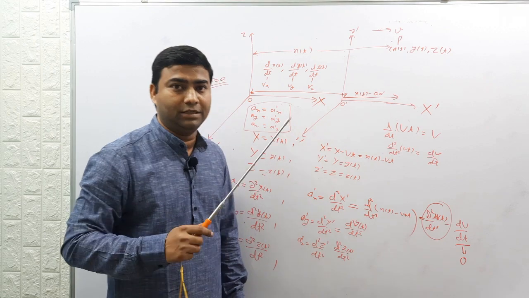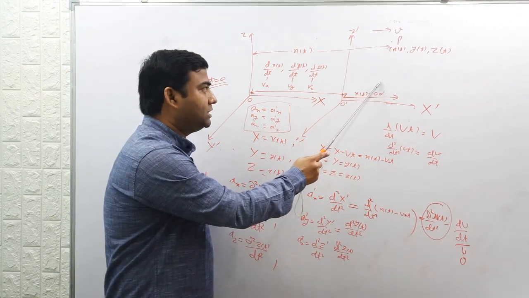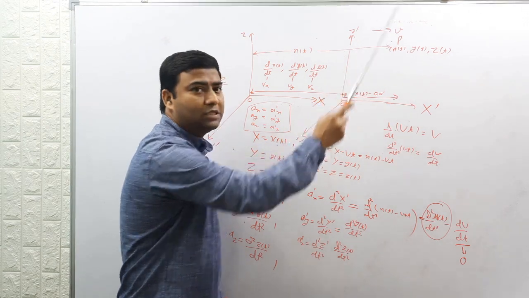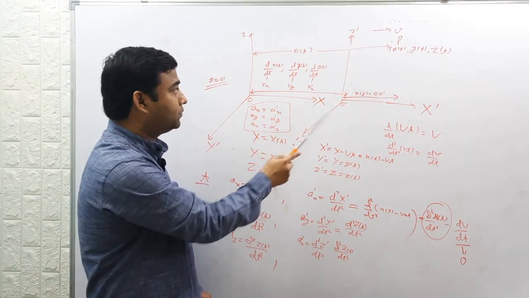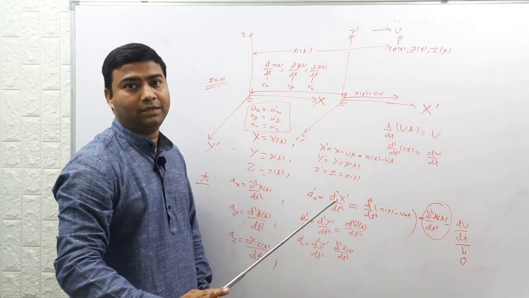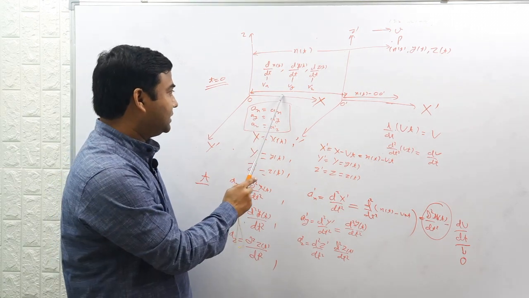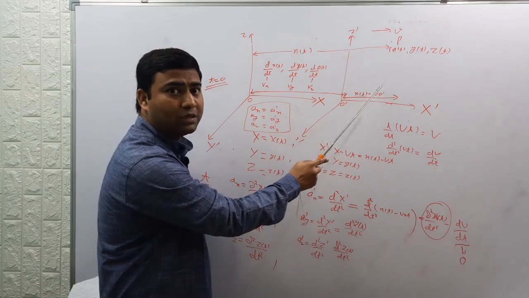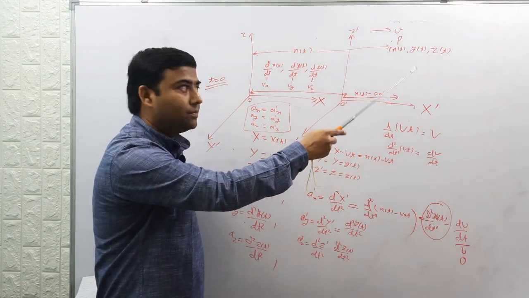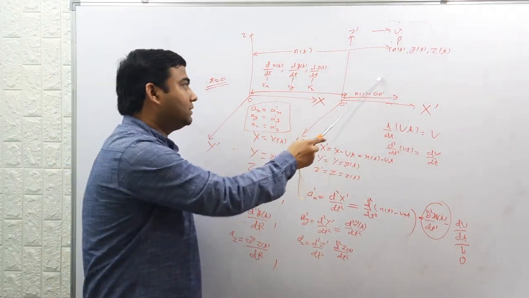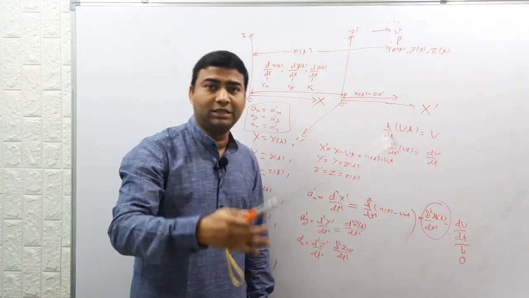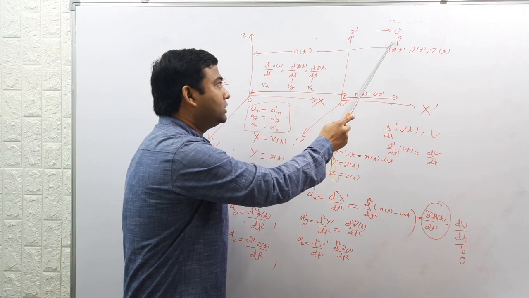Motion will be unchanged. From this frame, you will see that if no force is applied on this particle, its motion will be the same, even though its velocity from these two frames is different. From here it is v, it is dx over dt, and here it is dx over dt minus v. But whatever velocity we observe from here and here, that velocity will remain constant if force is not applied on this particle.